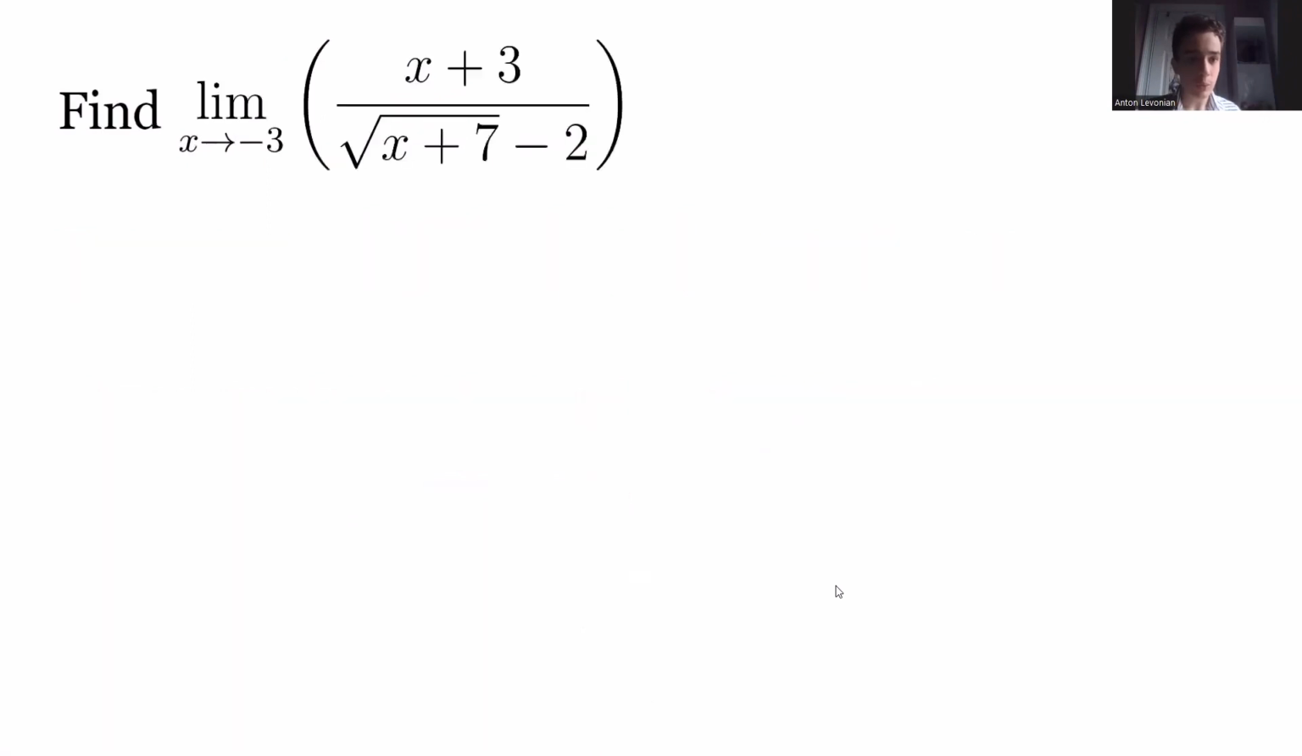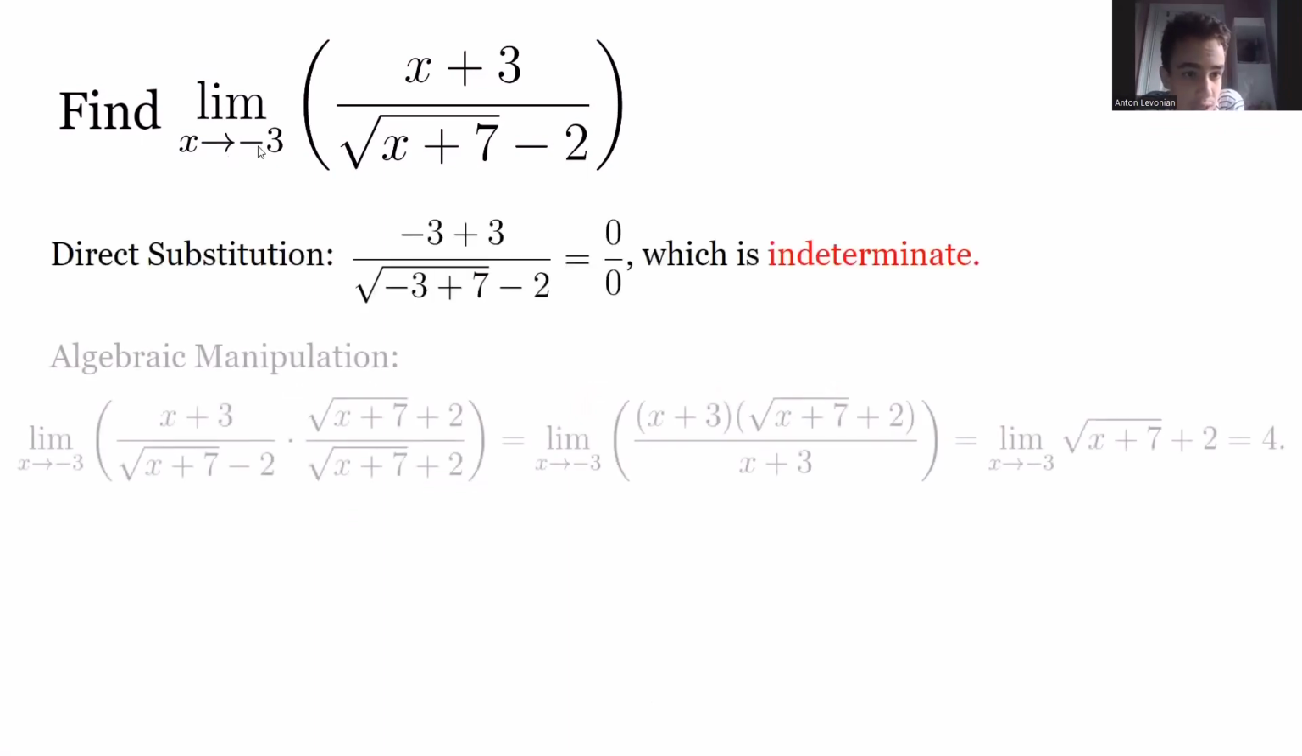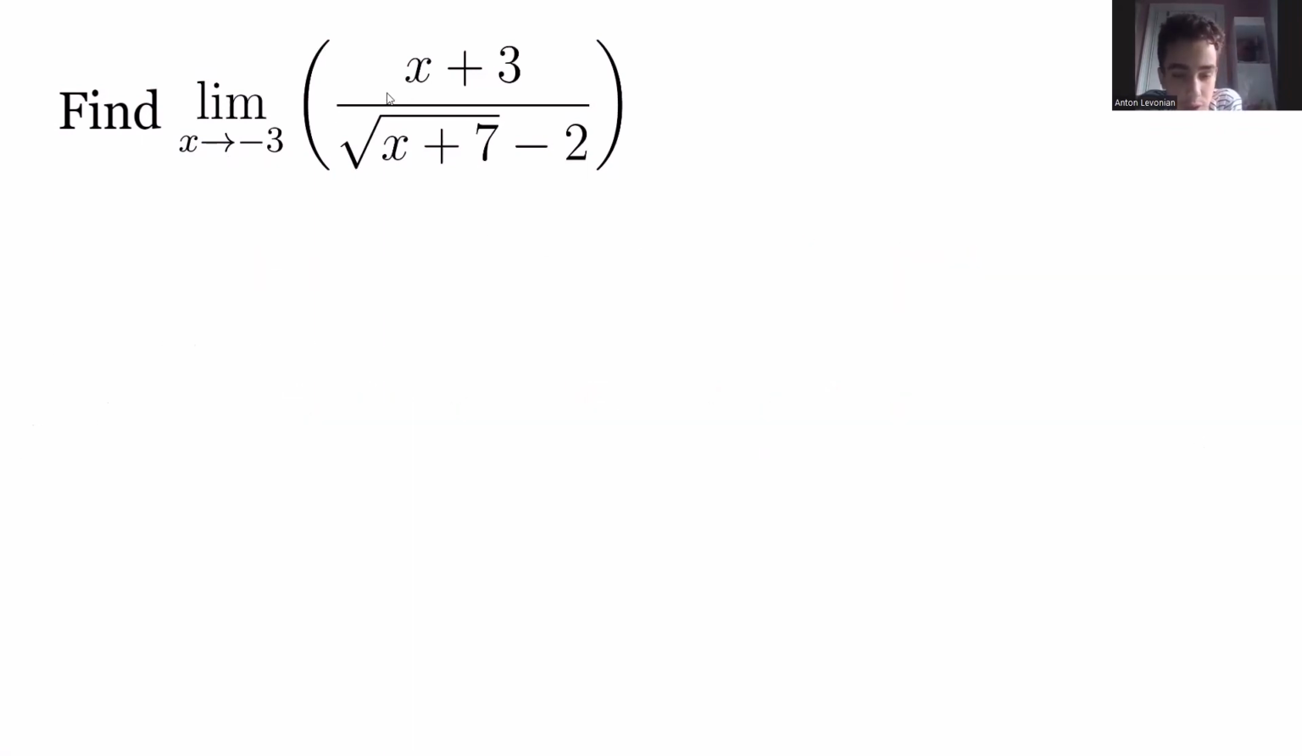All right, so I will move on to the next limit, and this one we will also do together. Find the limit as x approaches -3 of this function right here. A lot of students, when they see limits as x approaches 3 from the negative side, they often confuse it with the limit as x approaches -3.